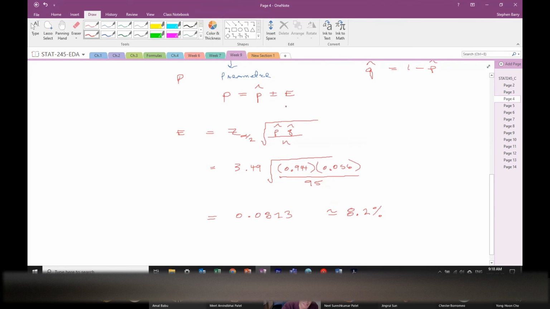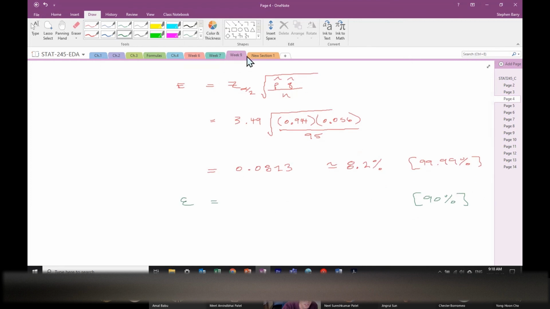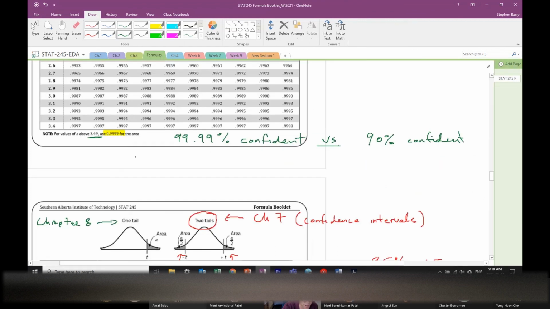When they first reported it, they said, okay, this is pretty good. But let's see what a 90% confidence would look like. Let's say, okay, this is 99.9% confident where you have an error of 8.2%. But what about if you have an error that corresponds to a 90% confidence? So again, this is a 99.9%. But let's say, more realistically, I need a 90% confidence interval, or a 95 or something like that. What is your Z-score there? Again, you'd have to look here.